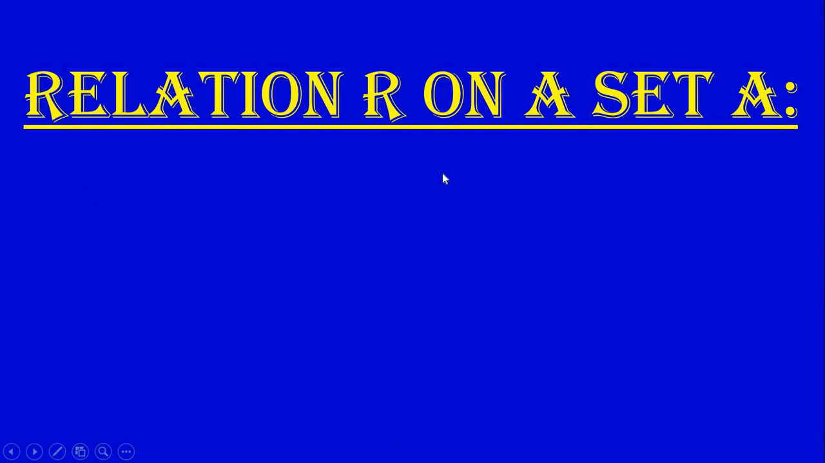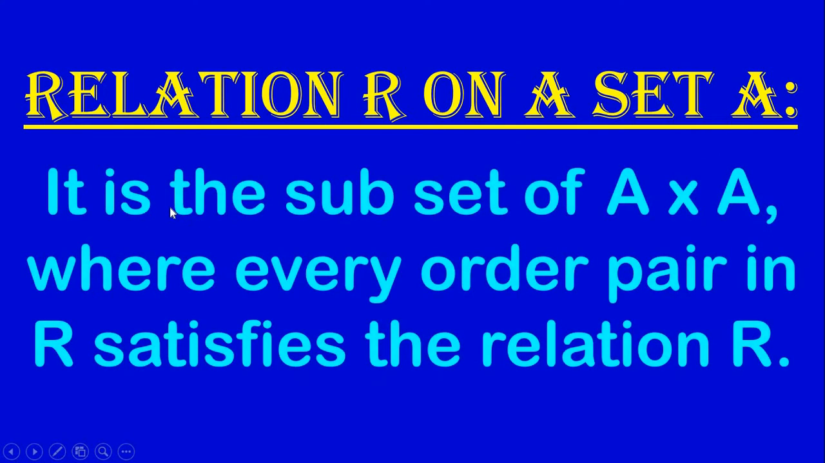Next, relation R on a set A only. Now here we will not consider relation from set A to B, it is from set A to A only. So it is called relation on a set A. It is the subset of A cross A, where every ordered pair in R satisfies the relation R. Therefore this relation is on A cross A only.